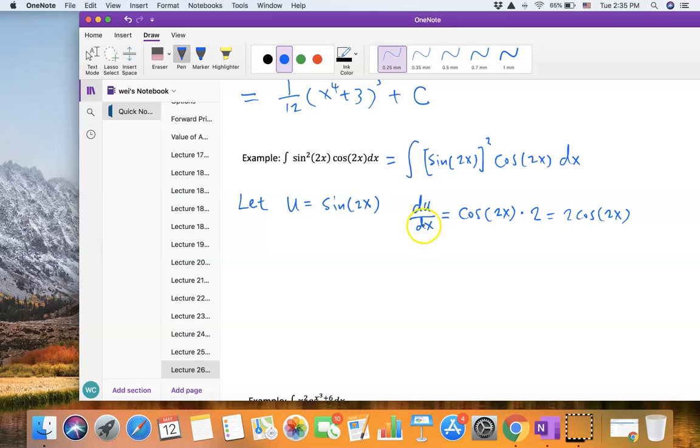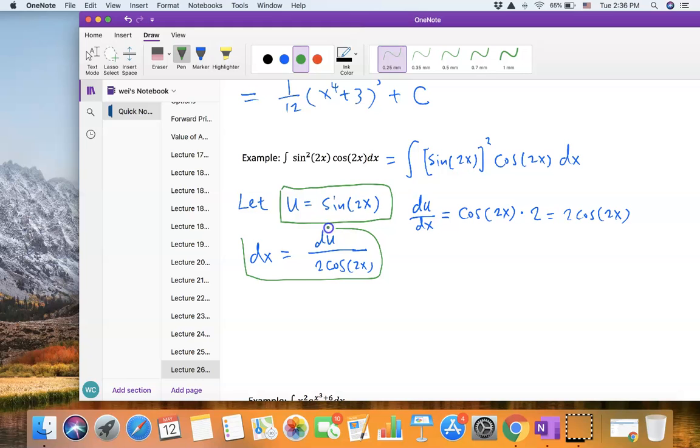Now we can see that since du over dx is 2 times cosine of 2x, then dx is going to be du over 2 times cosine of 2x. Okay, so I have this term and I have this term.